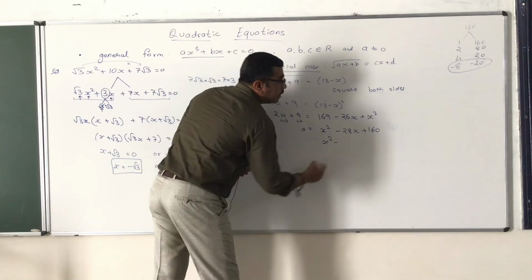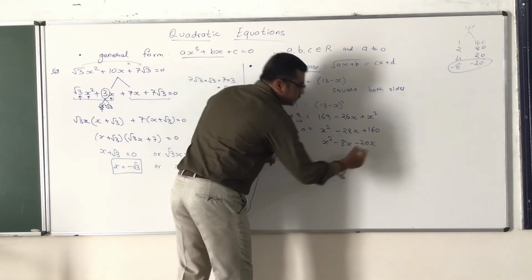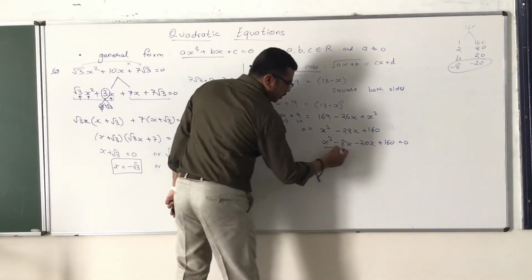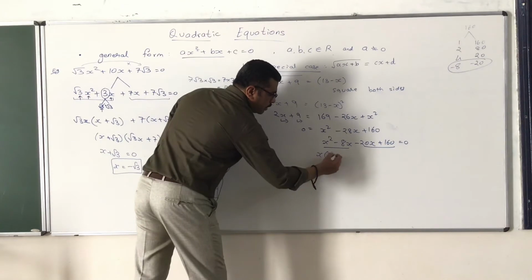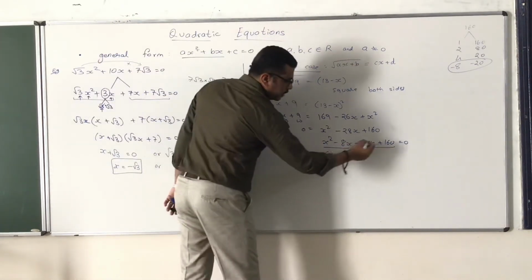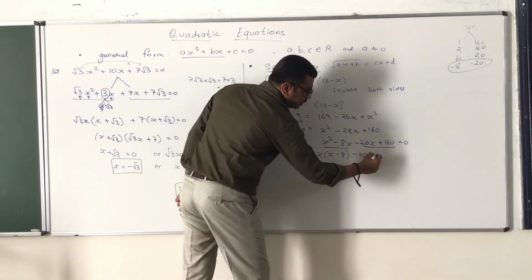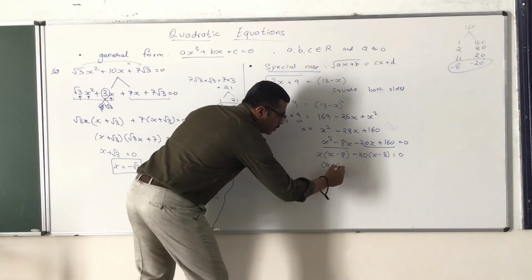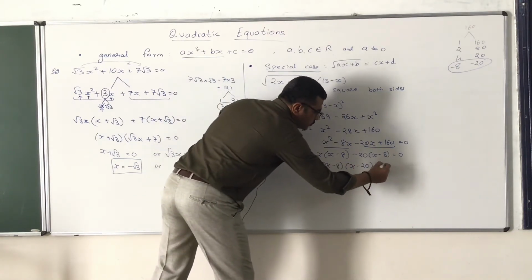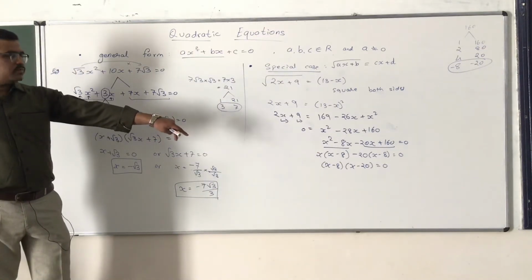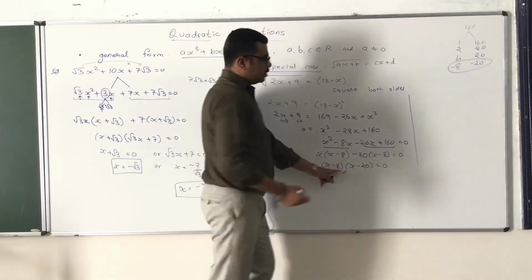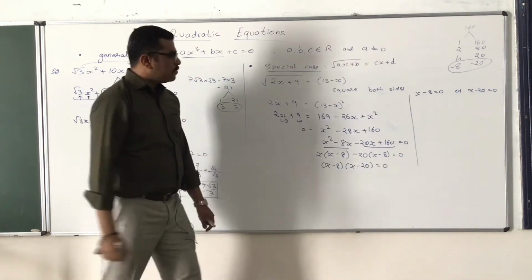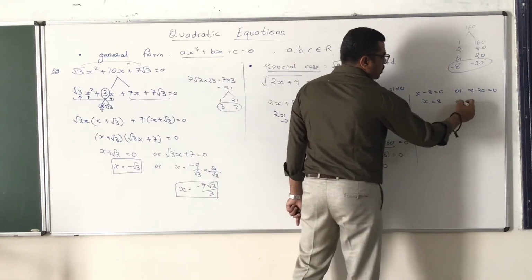So we can write x squared minus 8x minus 20x plus 160 equals to 0. And then regrouping and factorizing, we have x times x minus 8, and from the other group we have negative 20 times x minus 8 equals to 0. So now again we have x minus 8 as common. So x minus 20 equals to 0. So we have product of two numbers as 0. So using zero product rule, we can write x minus 8 equals to 0 or x minus 20 equals to 0, which gives x equals to 8 or x equals to 20.